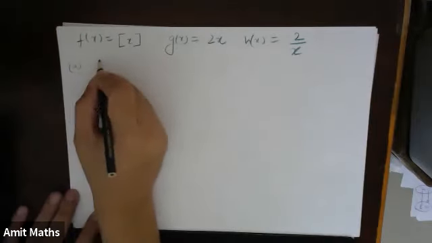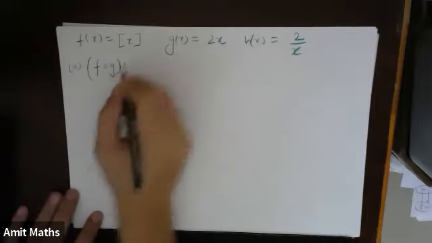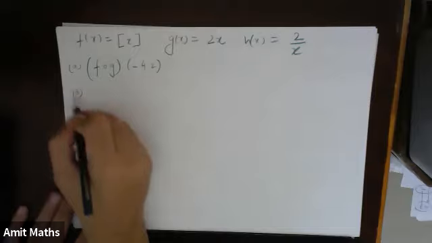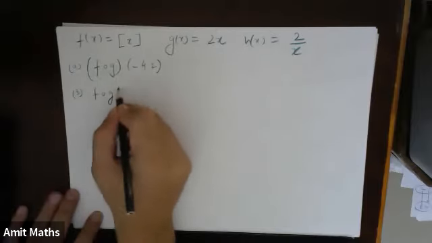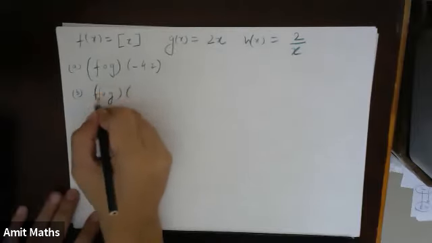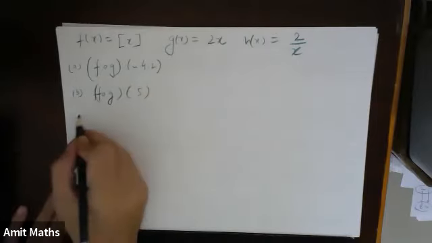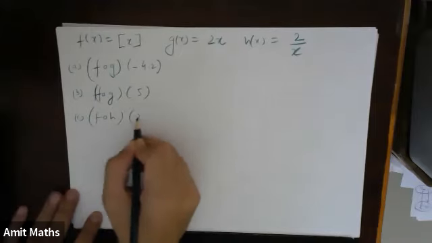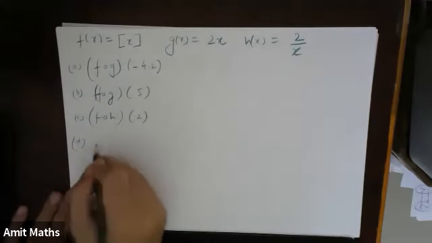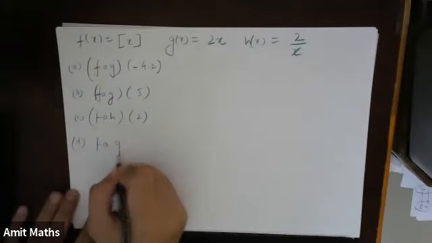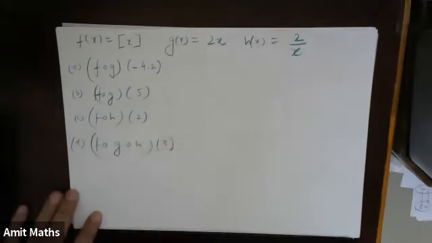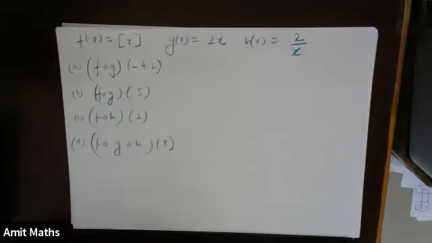A, f o g of minus 4.2. B, f o g of 5. C, f o h of 2. D, f o g o h of 3. Okay, just tell me what the values of all these will be.